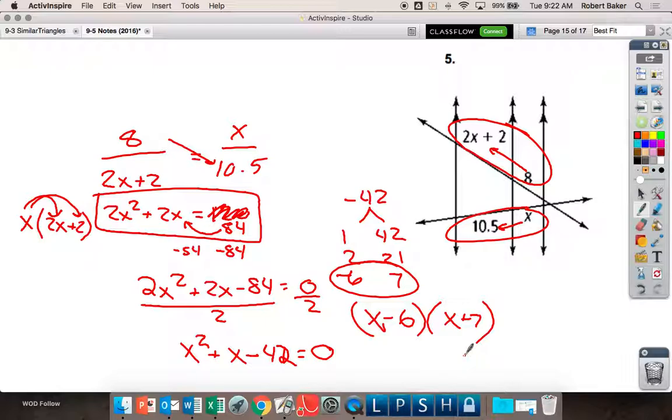So those are factors. They are not answers. Your answers are the opposite of your factors. So if it's x minus 6, my answer is positive 6. If x plus 7 is my factor, then x equals negative 7 is my answer. So I get 2 answers for this problem.